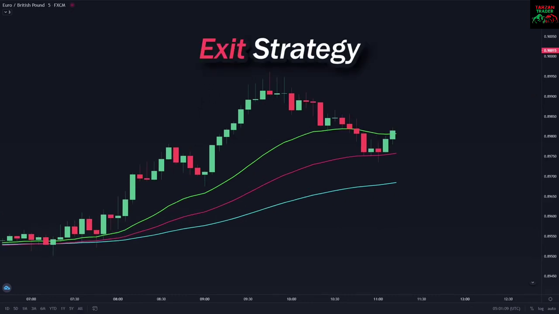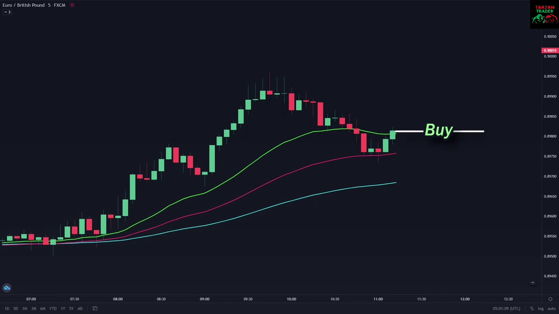Now for your exit strategy. So, let's say you took a buy position here. You want to set your stop loss at the 50 EMA. And for your profit target, you set it at 1.5 times your stop loss.